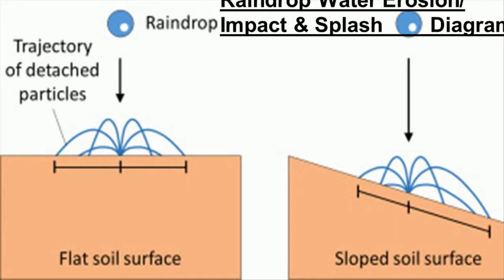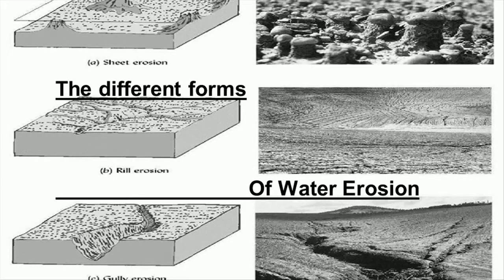This is a raindrop splash and impact diagram. This diagram details the trajectory of detached particles from raindrop impact on both a flat and sloped surface. These are the different forms of water erosion displayed. They are sheet erosion, rill erosion and gully erosion.